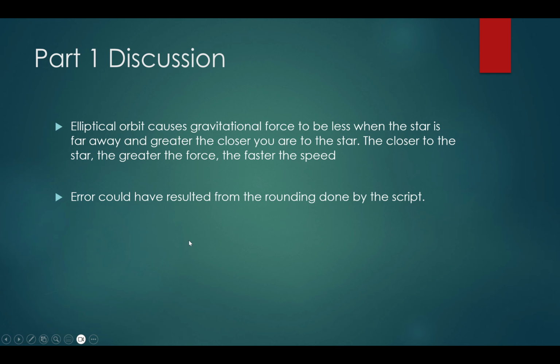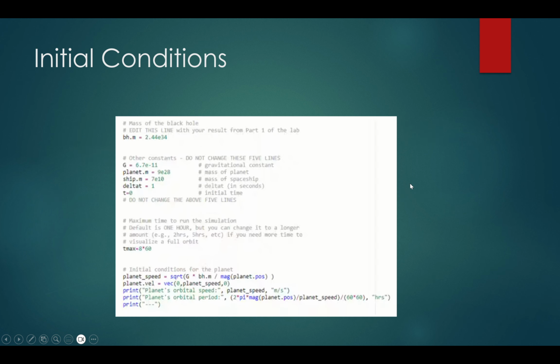So as you can see, I went in an elliptical orbit, right? And this elliptical orbit is going to cause the gravitational force to be less the farther away the star is from the black hole, and greater the closer you are to the black hole. So the closer to the star, the greater the force, the faster the speed. And we have to discuss error. I mean, it's a computational model. There's not really going to be all that much error, but it could have resulted from some rounding errors by the script. Alright, this is our second model with the spaceship, right?